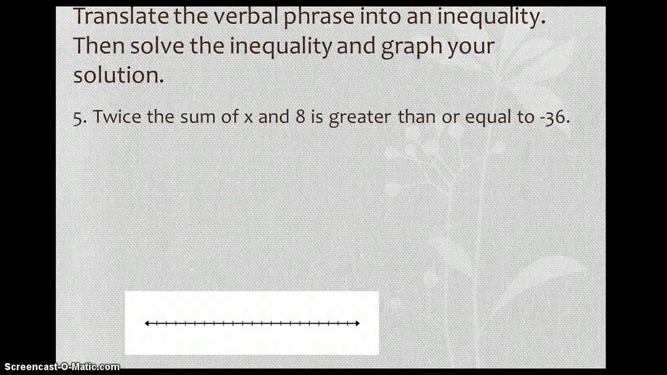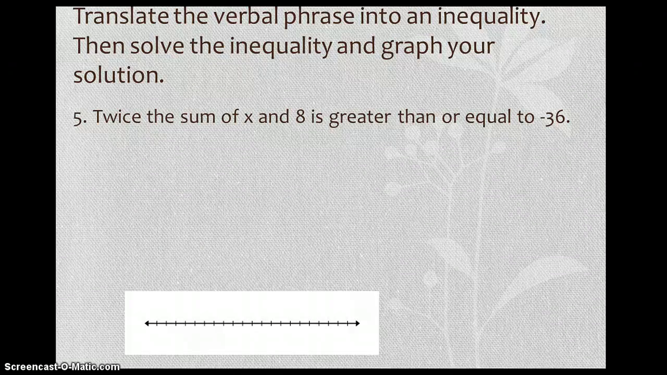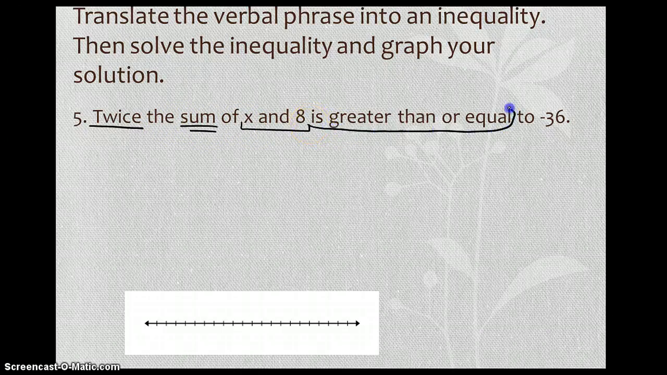Translate the verbal phrase into an inequality. Then solve the inequality and graph your solution. So number 5, twice the sum, and I'm sorry, I know that the numbers are super off and it's kind of weird, but you know, it happens. Twice the sum of x and 8 is greater than or equal to -36. So I'm saying twice the sum, that's important as well, of x and a number is, this is important, greater than or equal to, this should be circled, to, -36.